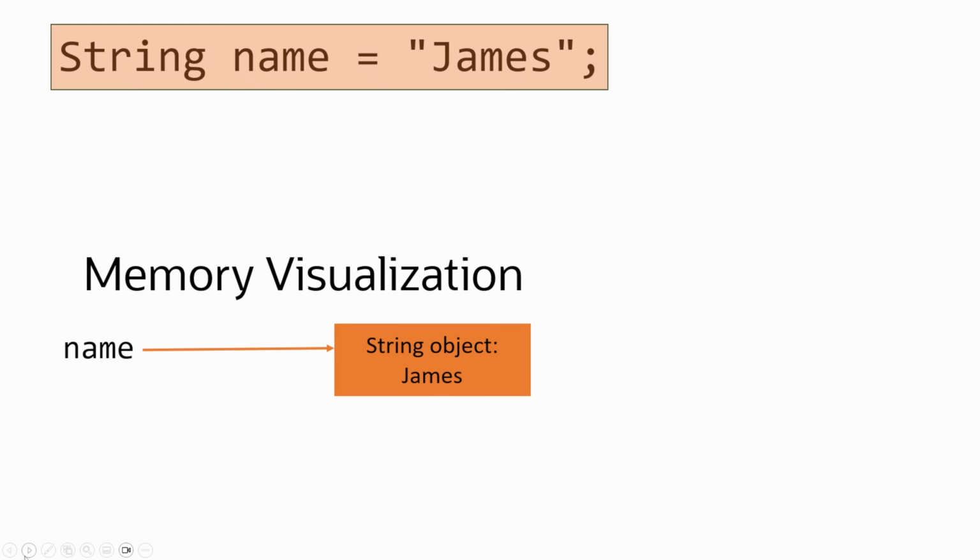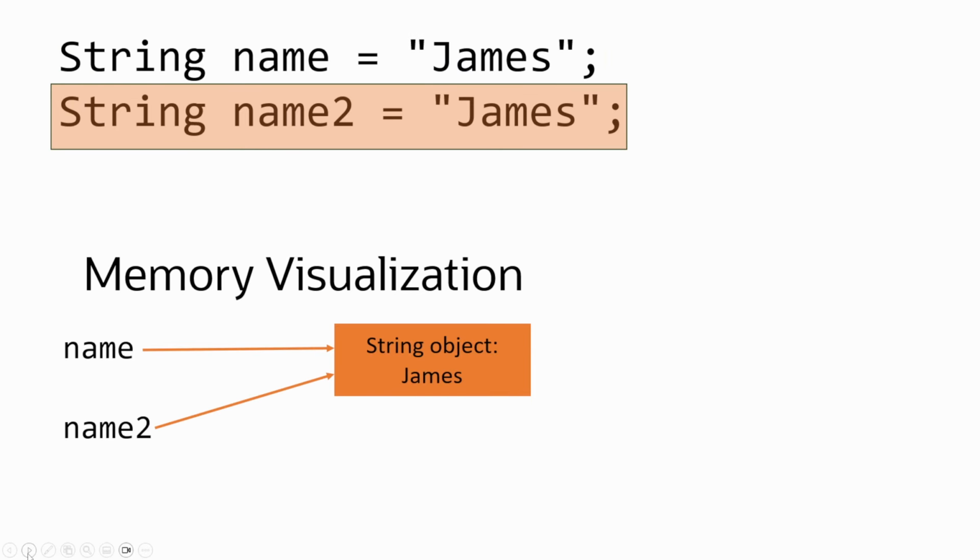I have String name = "James" with a capital J. In memory, I've drawn a little visualization where I've taken the variable name and the string object James, and I drew an arrow from name to the object James to show that name is going to store a reference to James.